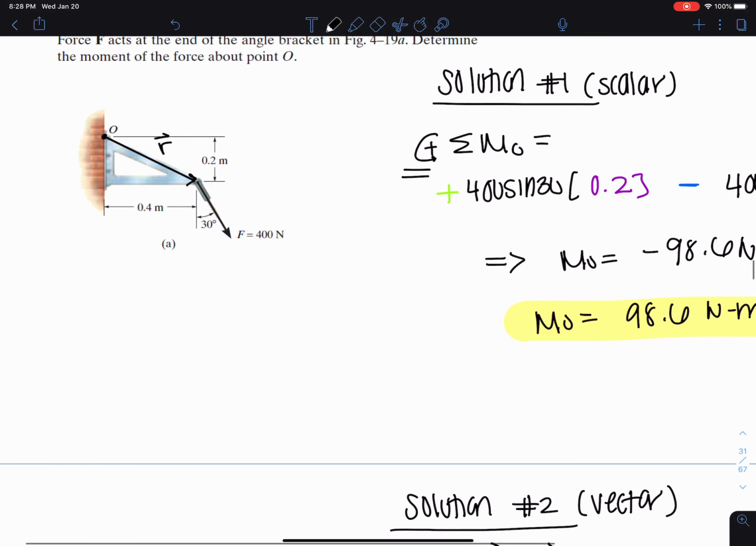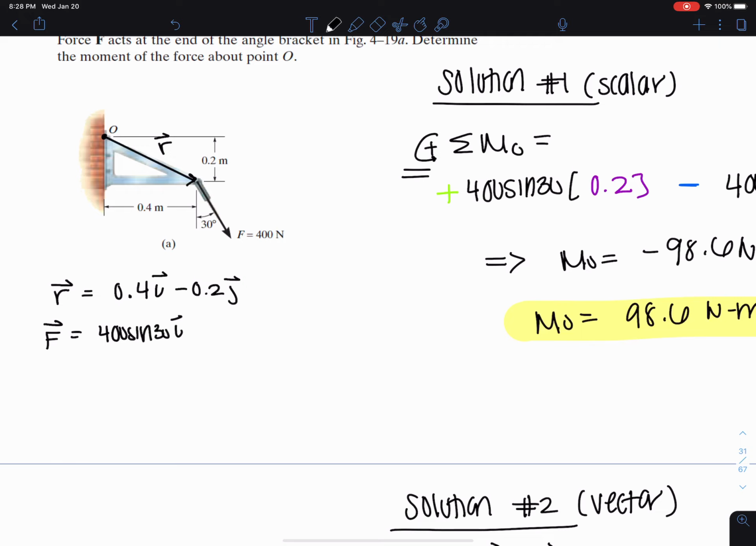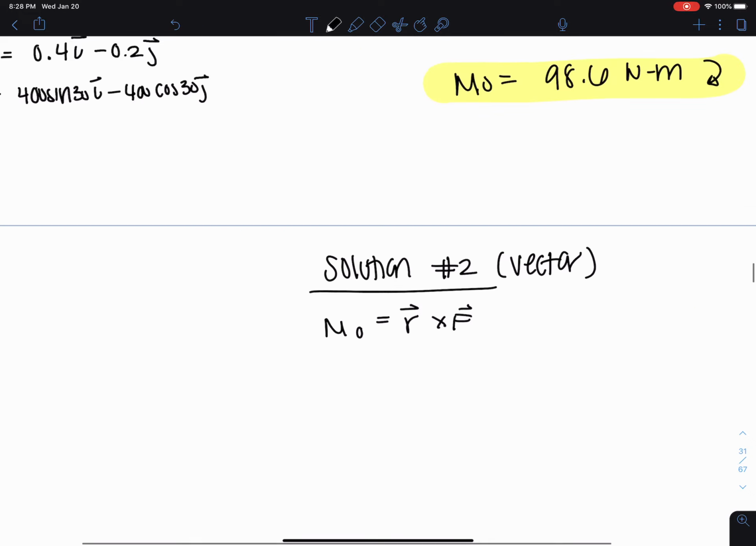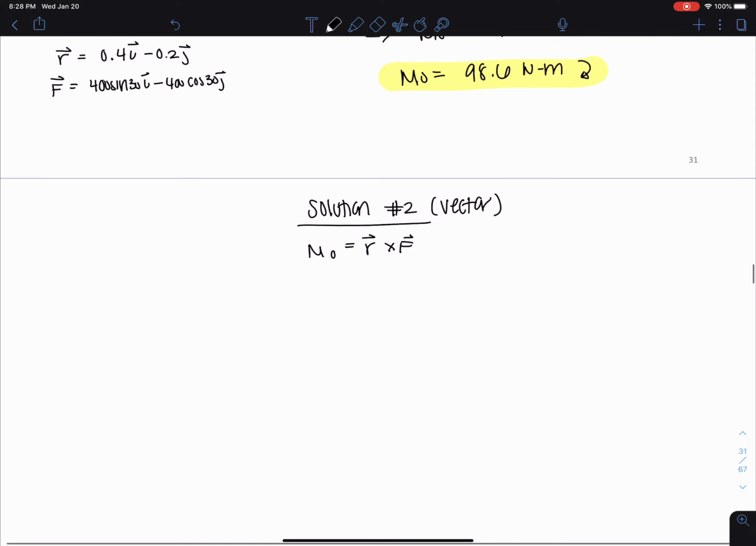Now, to get from O to that point, the R vector, I need to travel 0.4 in the I direction, minus 0.2 in the J direction. And then I also need to break up my force into vectors, so I would have that 400 sine 30 in the I, minus 400 cosine 30 in the J. And once I do that, I can directly plug in to R cross F using my determinant.